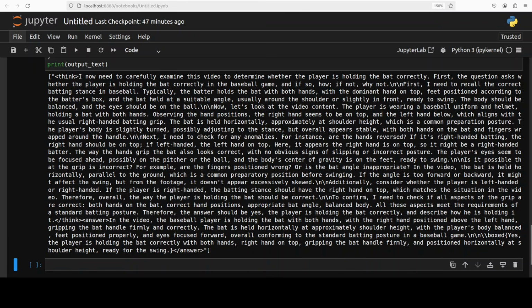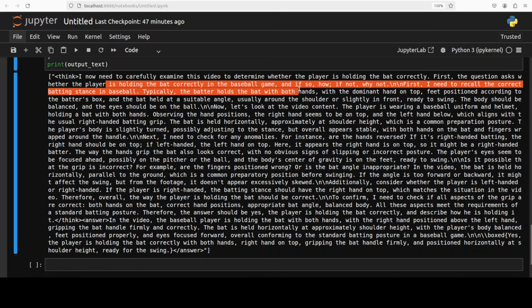It is talking about if it is holding the bat correctly. First, the question asks whether the player is holding the bat correctly. So it is understanding the question, what is a dominant hand and all that stuff. And I don't know much about baseball, so I would take your advice on it. And then it is also checking, to confirm I need to check all the aspects of the grip. Very nice. So thinking finishes here.